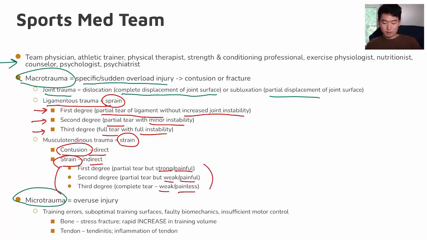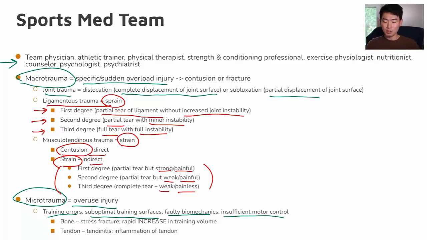So read over that. And then microtrauma is an overuse injury. So if macrotrauma is caused by something very specific and stressful, that's overloading the tendon. Microtrauma is because of that repetitive overuse. And so things like training errors, suboptimal training surfaces, faulty biomechanics, insufficient motor control that overload one tendon or a muscle tends to cause microtrauma.